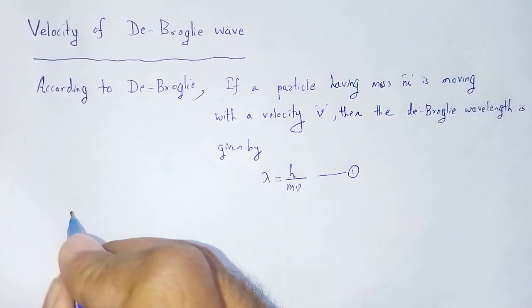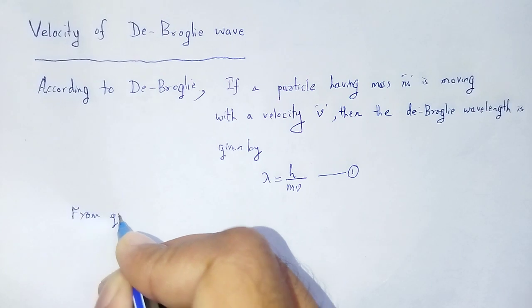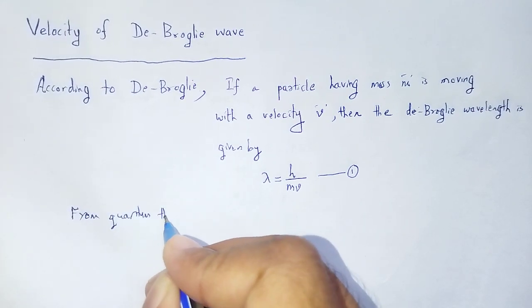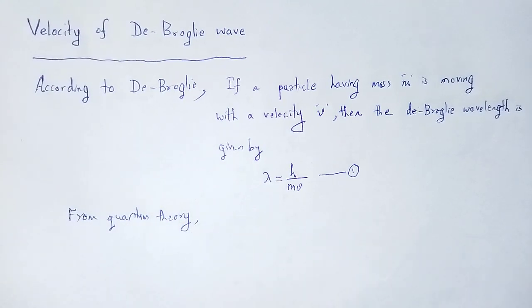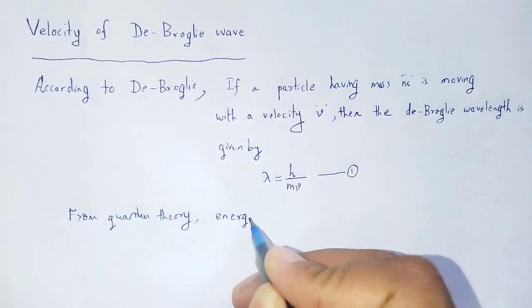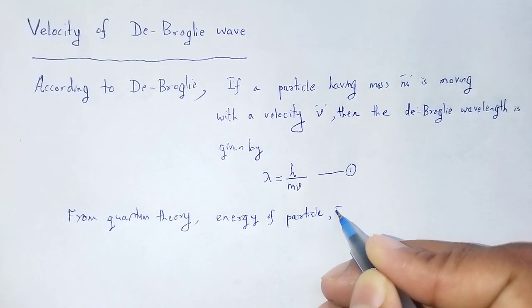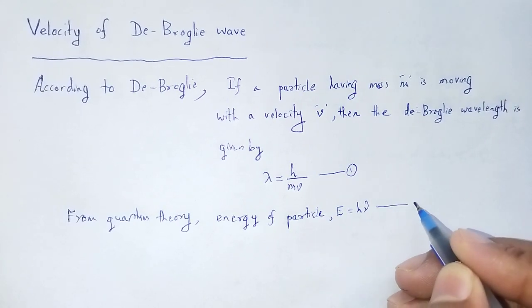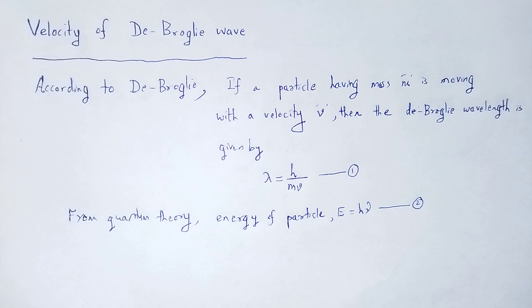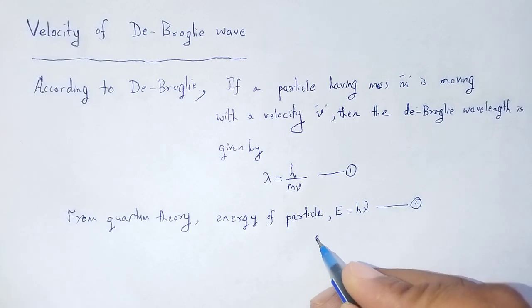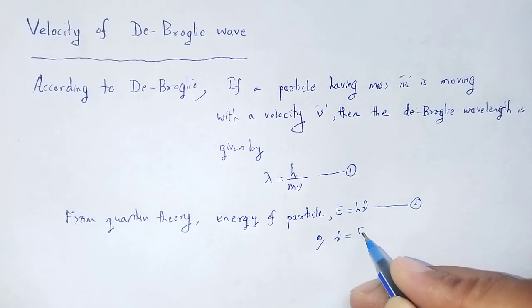From quantum theory, it is known that the energy of a particle, which is quantized, is equal to h nu. Nu is the frequency associated with that particle, as you know. Therefore, nu is equal to E by h.